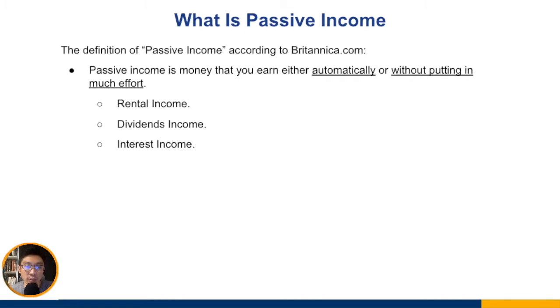So you have rental income. Basically, you have to find the property first, then you have to do up the place, and then you have to find the tenant. Do all this work once. And then once you've got the tenant, that's where you're going to get your rental income.